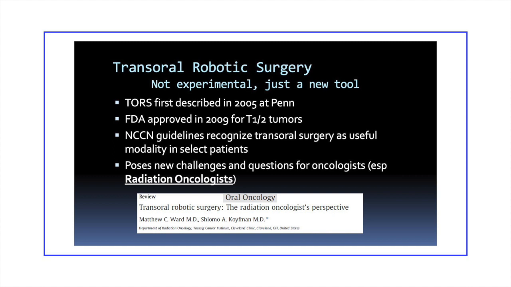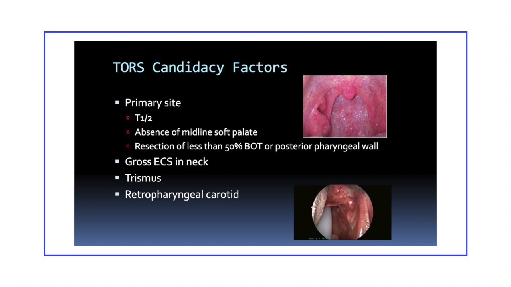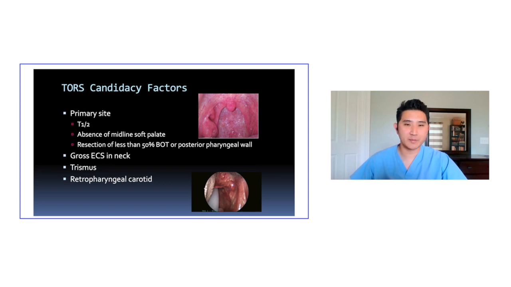As I mentioned earlier, NCCN guidelines did recognize transoral surgery as a useful modality for treatment in these patients. And so with TORS, candidacy is important if we are going to offer surgery to these patients. Again, T1 and T2 tumors are what FDA approval is given for. We try to select patients where we can preserve much of the soft palate, because again, the goal is to preserve function and not just provide cure. We also want to be able to save as much of the base of the tongue and as much of the posterior pharyngeal wall as possible when we do surgery, again, to cure but still provide excellent functional outcomes compared to chemotherapy and radiation.